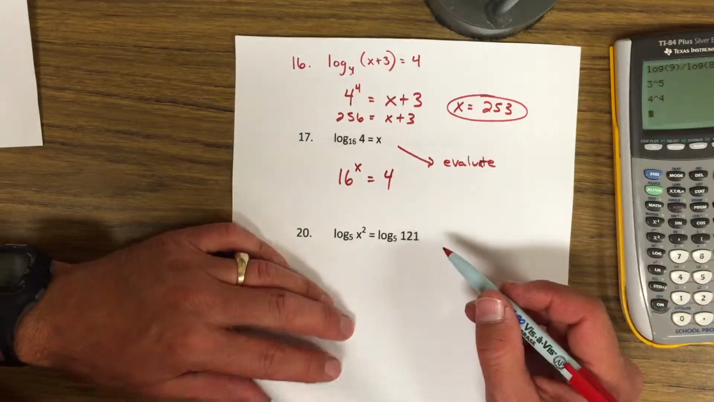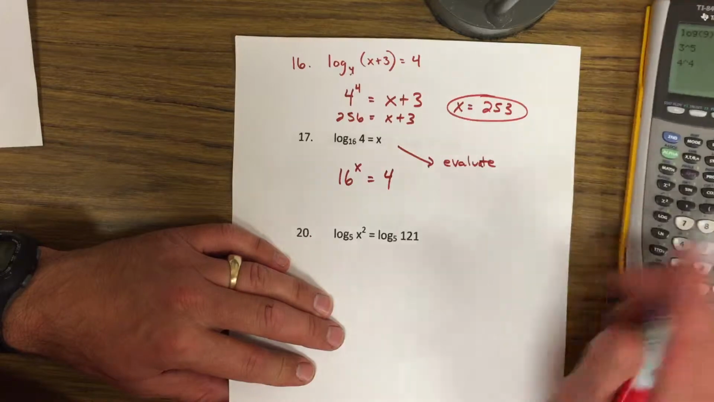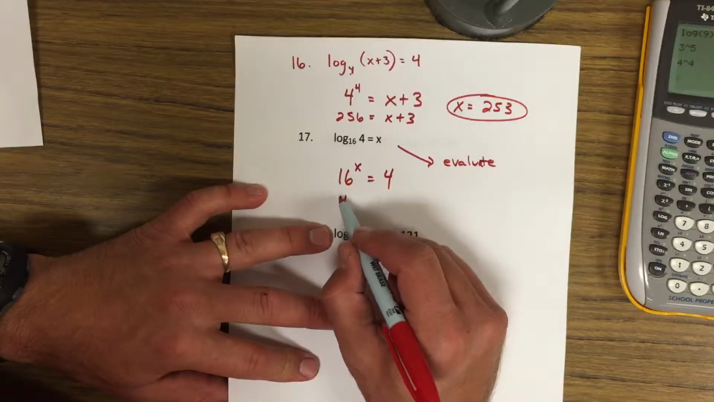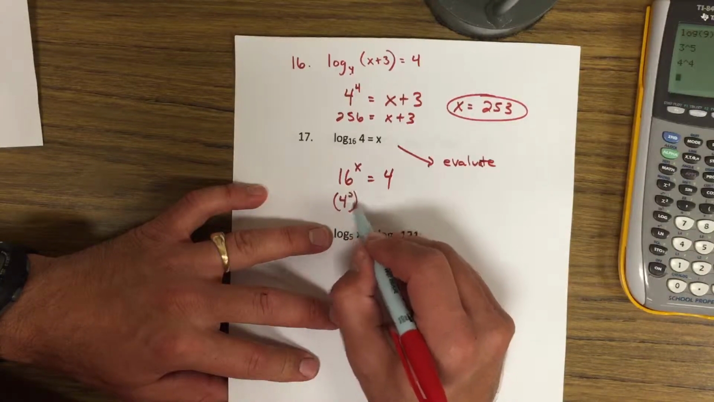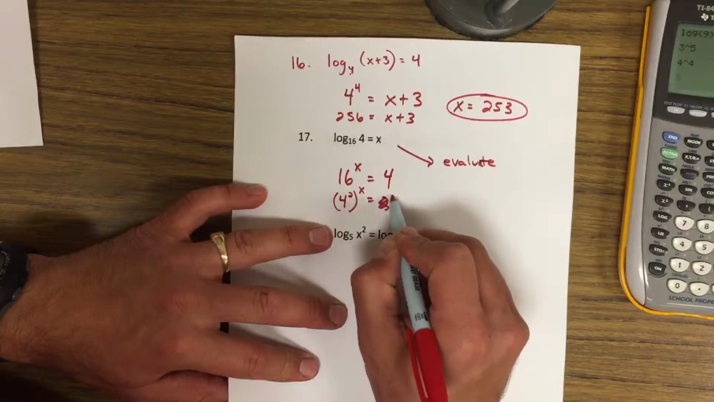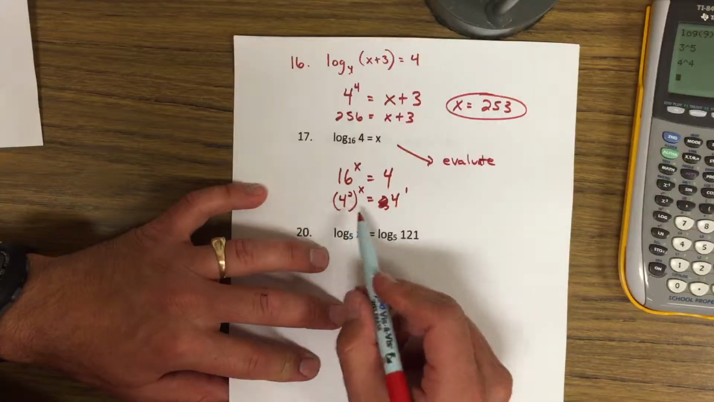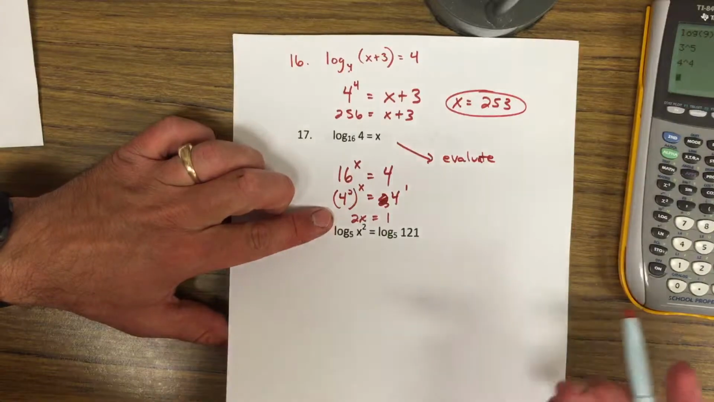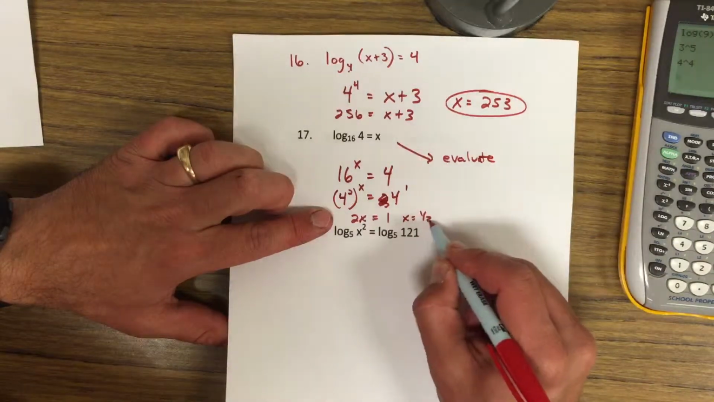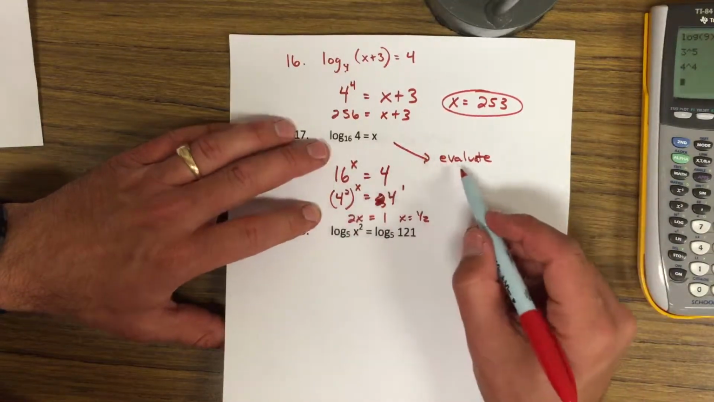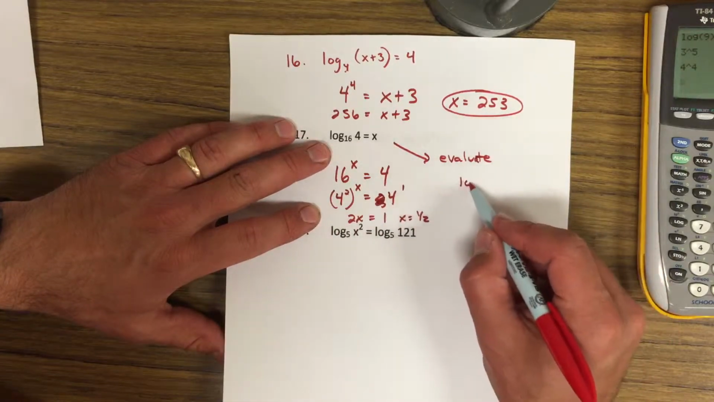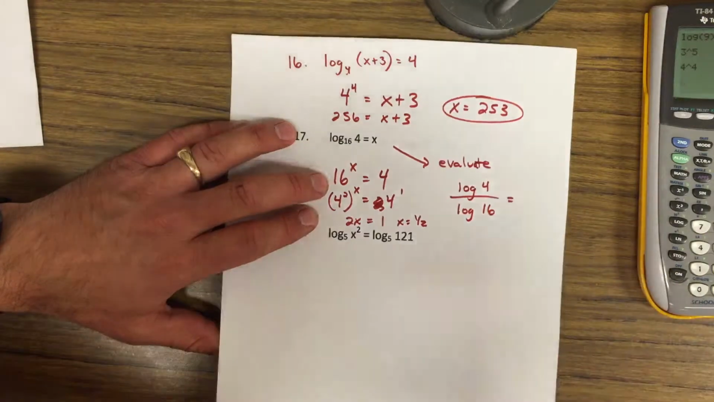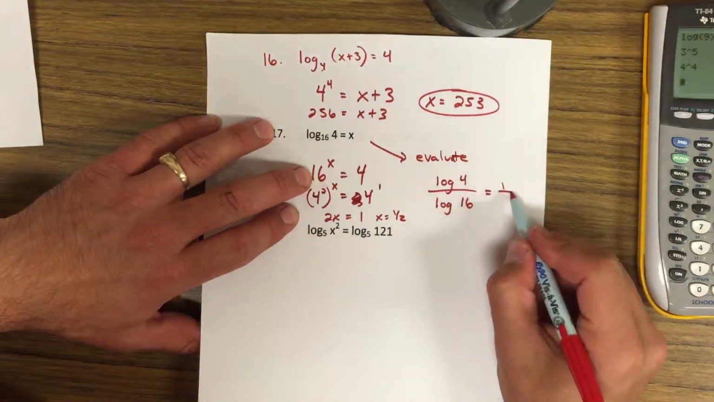So you could use the change of base formulas also, but hopefully you see this as 4 squared to the x, and this is just 4 to the 1st. So if you did a power to power, you get 2x equals 1, and you just solve that with an exponential equation, you get x equals 1/2. Okay, but back to you just using the evaluate part, I should be able to just do log 4 over log 16 and get an answer, and that will give me 1/2.